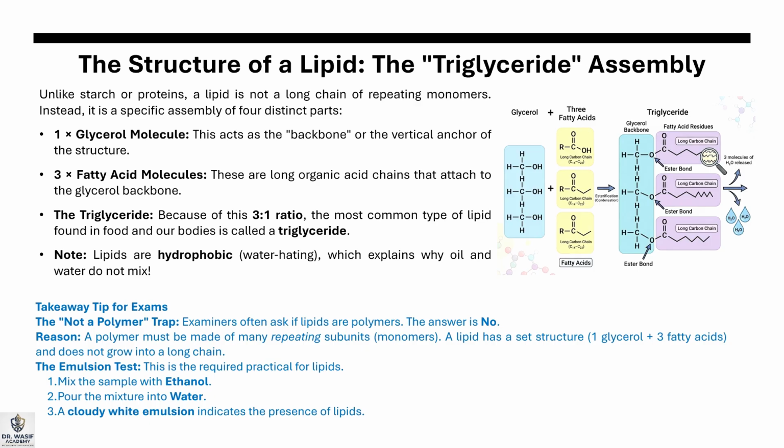And finally, how do we test for it? We use the emulsion test, mixing ethanol and then pouring water. We shall discuss this emulsion test later in this chapter, okay, when we find out oil or fats in our laboratory.